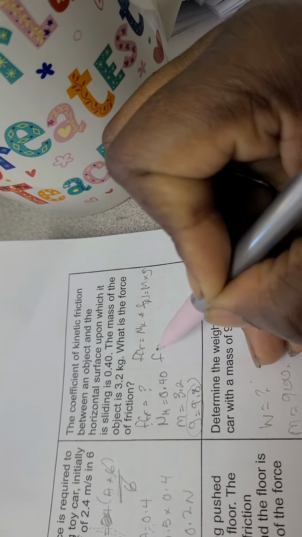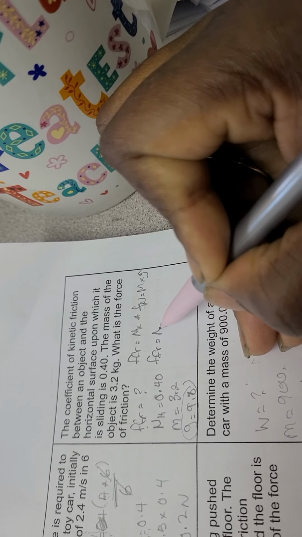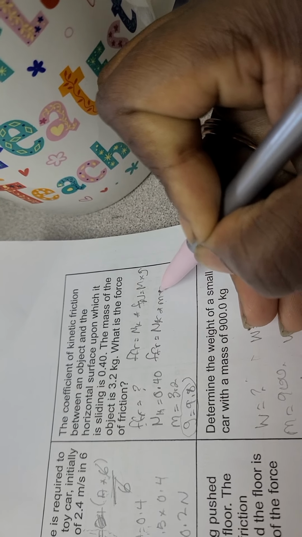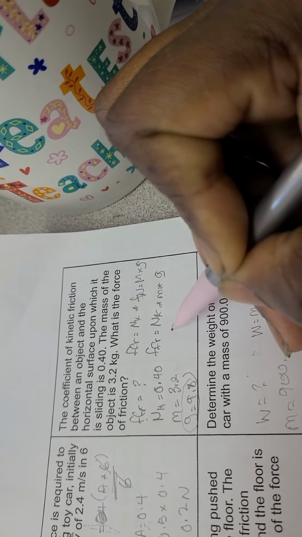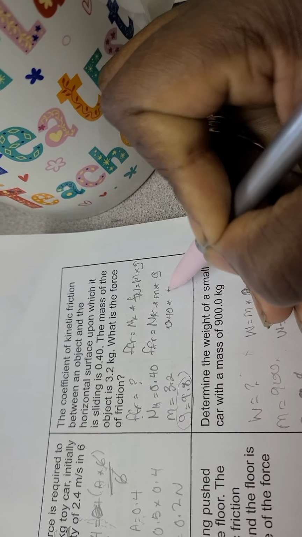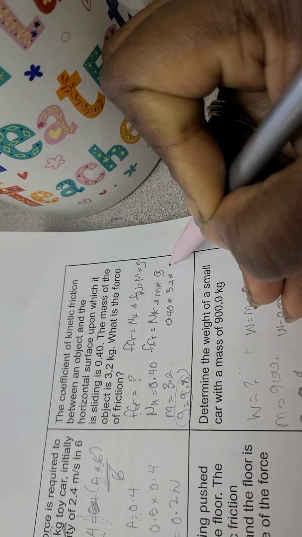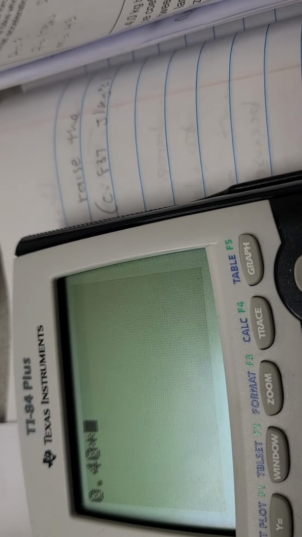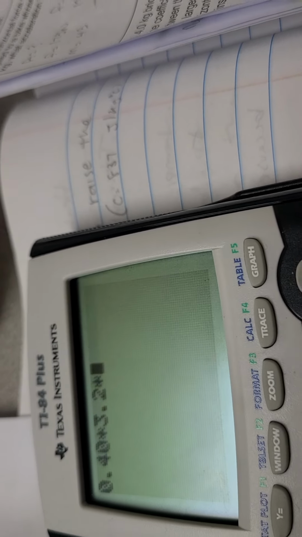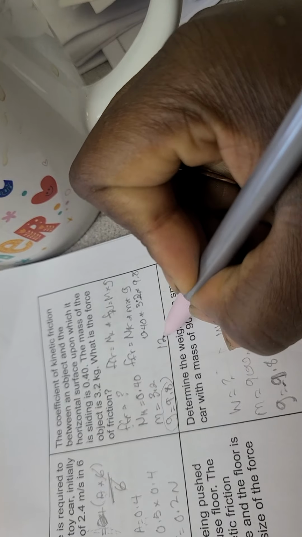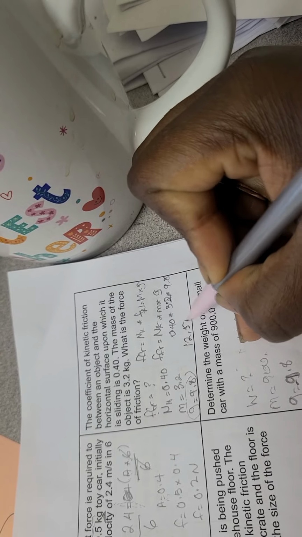So our full rewritten equation would be force of friction equals the coefficient of kinetic times mass times gravity. The coefficient is 0.40, the mass is 3.2, gravity is 9.8. So 0.40 times 3.2 times 9.8 will give you 12.54. So the force of friction is 12.5 newtons.